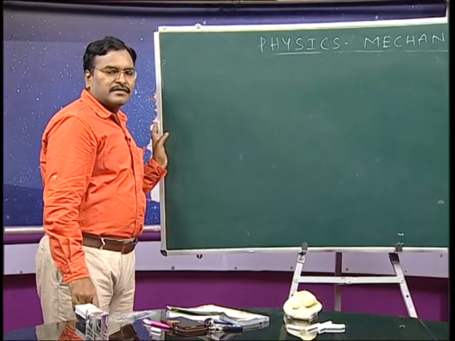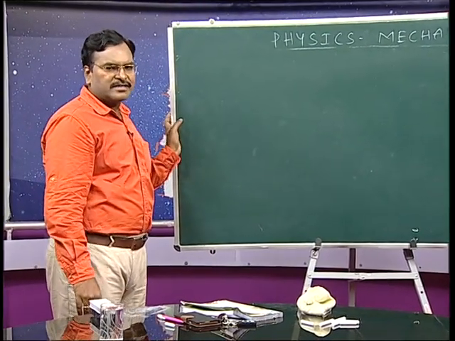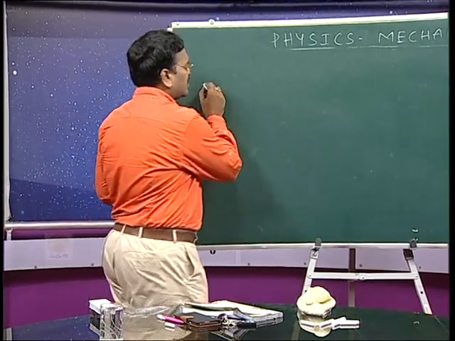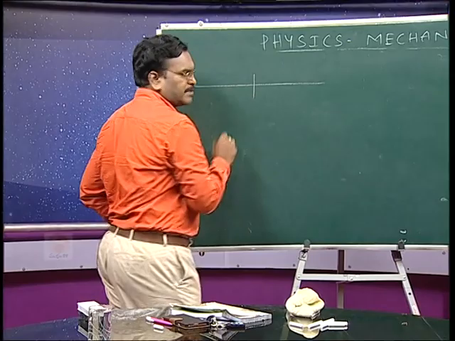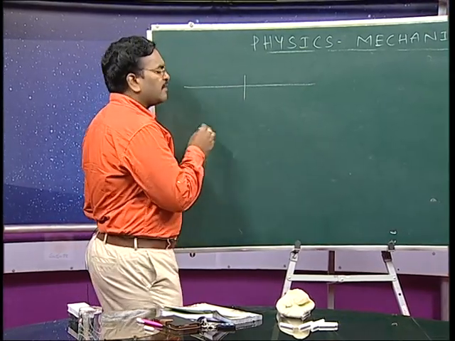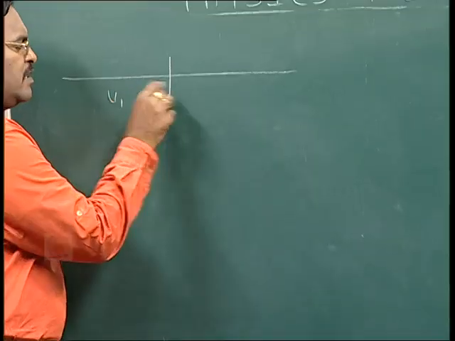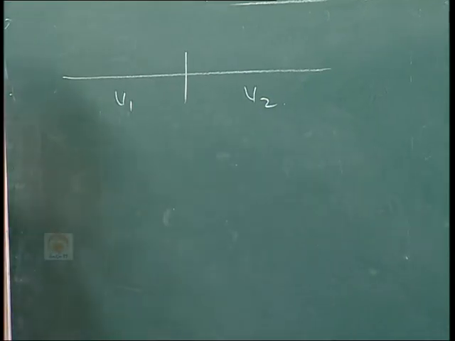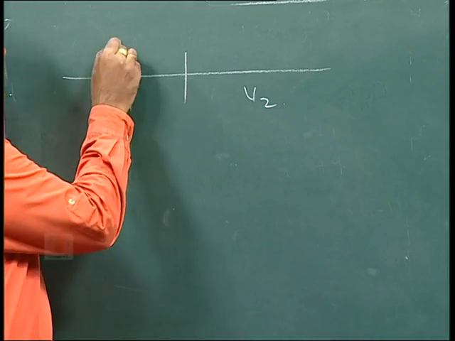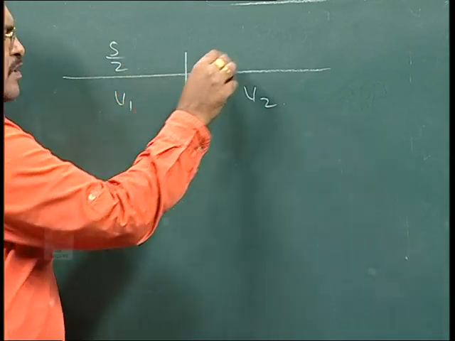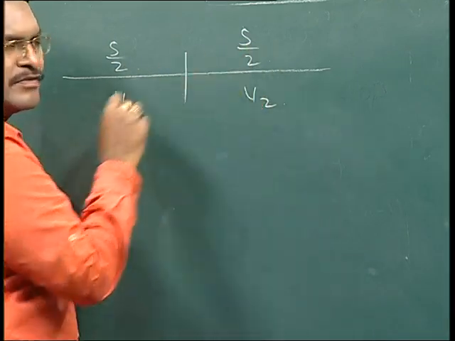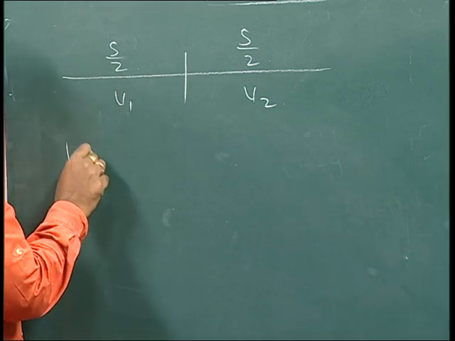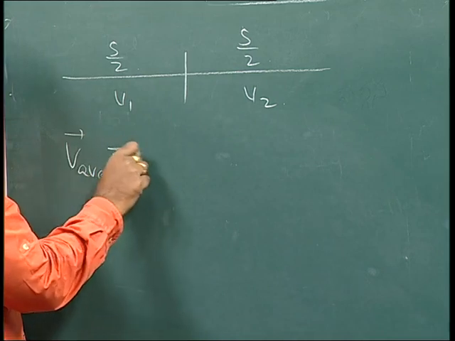Here we have many problems on average velocity and average speed. A particle covers half of the displacement with a velocity v1 and the remaining half of the displacement with velocity v2. Find the average velocity.